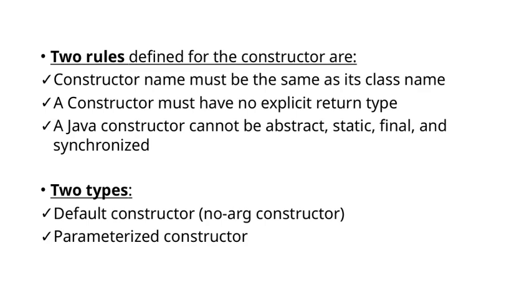Additionally, there are some restrictions on what Java constructors can be. They cannot be abstract, static, final, or synchronized. These rules help maintain the purpose of constructors, which is to initialize new objects.